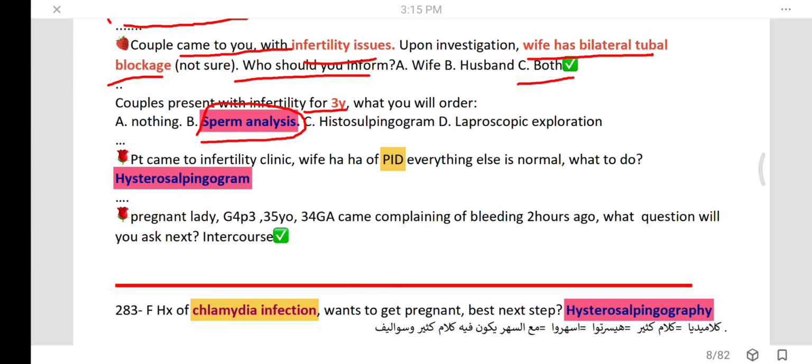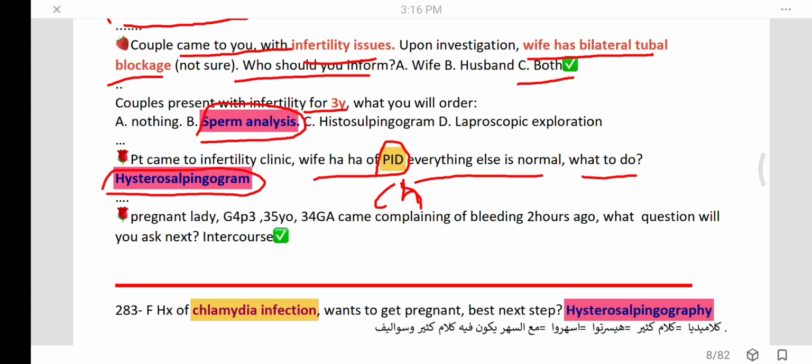Patient came to the infertility clinic. Now again here is the clue: the wife has PID, pelvic inflammatory disease, in the past. Everything else is normal. What to do now? If they have mentioned pelvic inflammatory disease, then you have to understand that chlamydia is the most common cause of pelvic inflammatory disease and it causes adhesions, so you have to do a hysterosalpingogram first to rule out the cause of infertility.